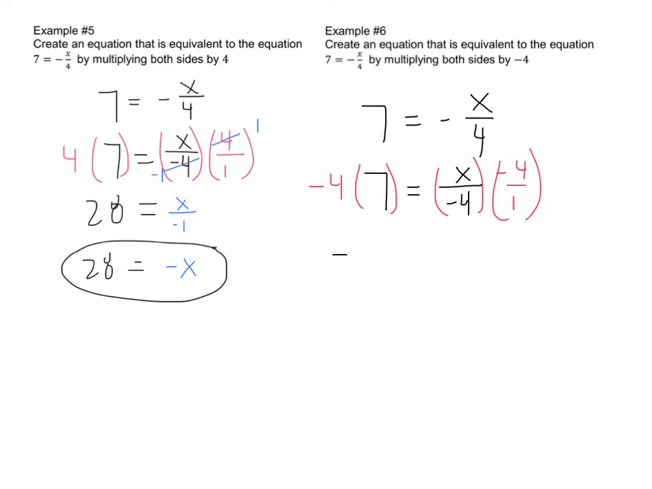On the left, we have negative 28. On the right, what's going to happen? Well, we have negative 4 divided by negative 4. That divides out to be 1. 1 over 1. So we have 1x over 1, which is just x. So this time, we have our equivalent equation, negative 28 is equal to x.